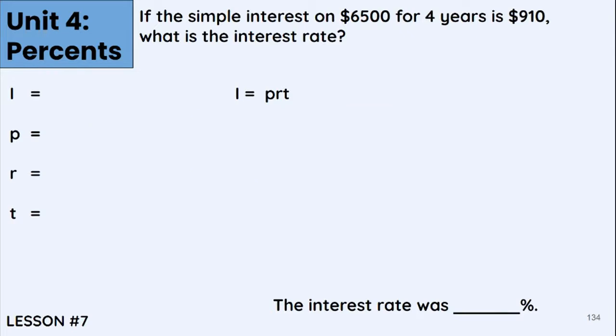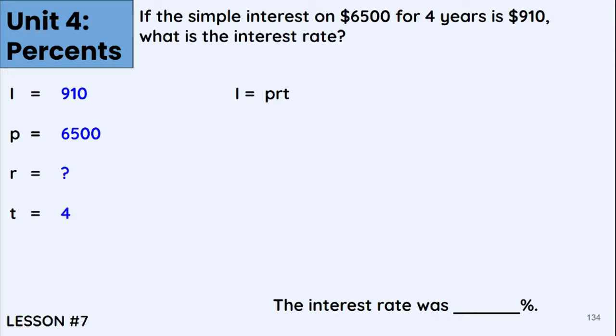If the simple interest on $6,500 for 4 years is $910, what is the interest rate? So in this problem, they gave us the principal, they gave us the time, they gave us the interest amount, but they did not give us the interest rate. So first, what is the interest here that we earned? If the simple interest on $6,500 for 4 years is $910, that means the interest is $910. What is the principal? What's the amount that we start with? $6,500. What is the interest rate? They didn't give it to us. What is the time? How many years pass?